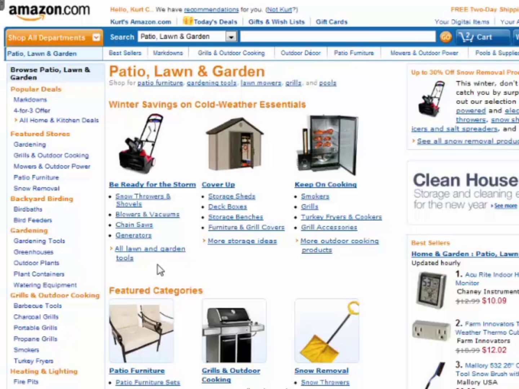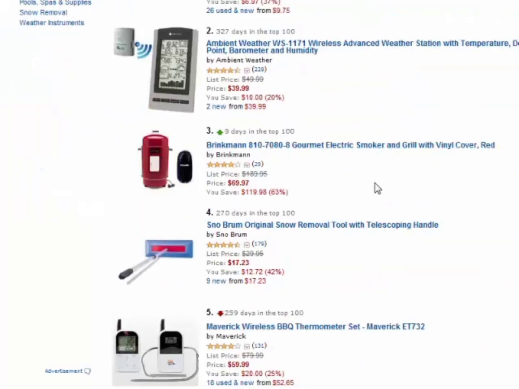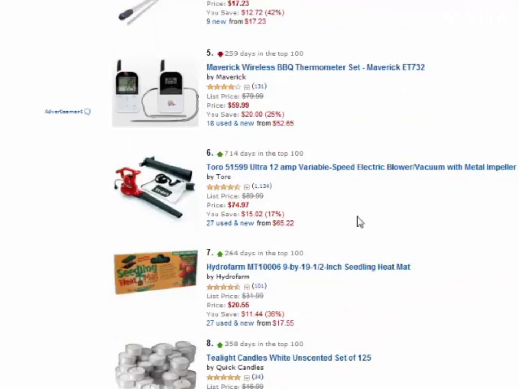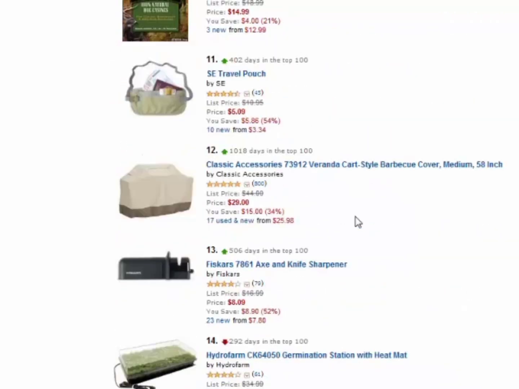And another thing you can do is up here you can see best sellers. So I can click on that. That's going to show me the best sellers in patio, lawn, and gardens. Again, we want products that people are actively looking for and buying. So looking at the bestseller list is a great place to get some ideas as well. What do we have here? A wireless barbecue thermometer. Now that's pretty cool. And that would be a pretty under the radar niche. I don't know how much demand there is for that, but that's a pretty cool idea.